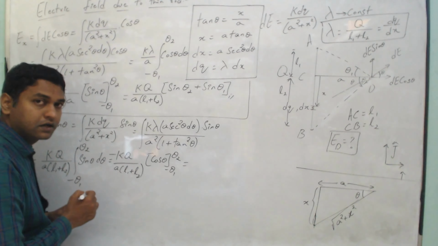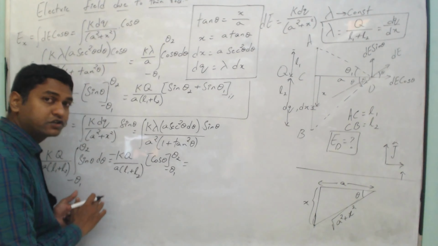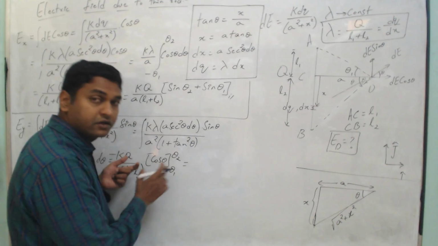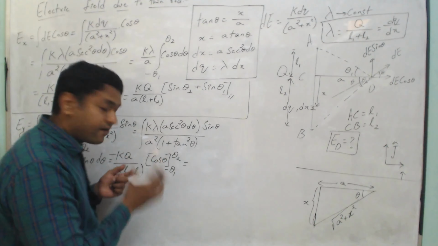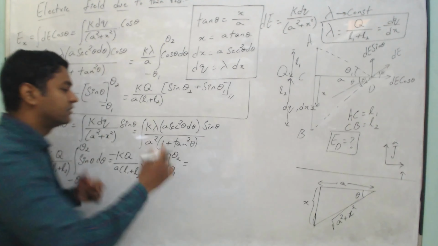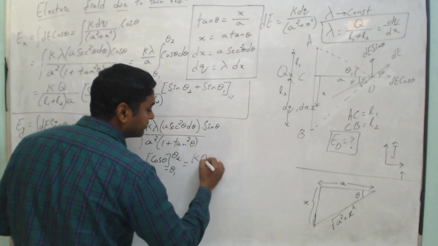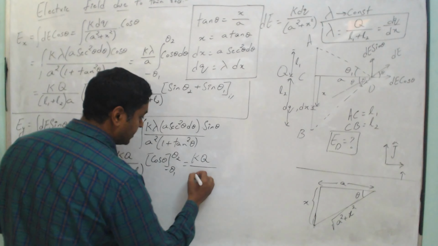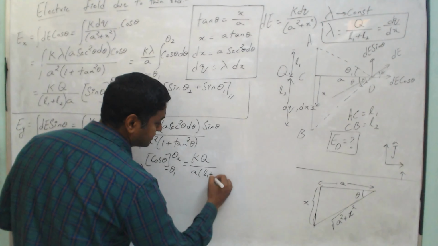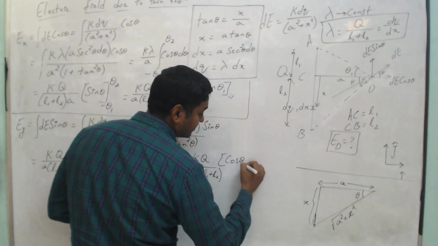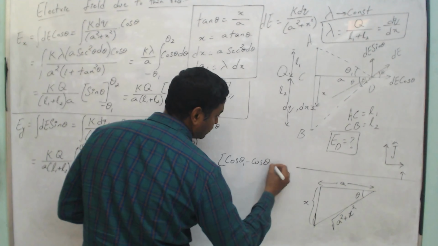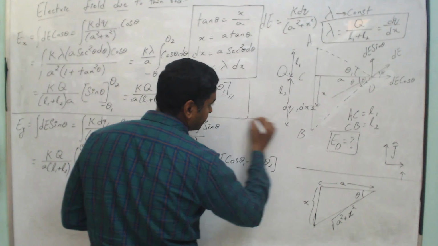Correct? Yes, sir. There is a minus sign outside also. Here, what should I get? Cos theta 2 minus cos theta 1. But because cos theta 1 minus cos theta 2, my final answer will be kq by a times L1 plus L2 into cos theta 1 minus cos theta 2. Is this clear? Yes, sir.